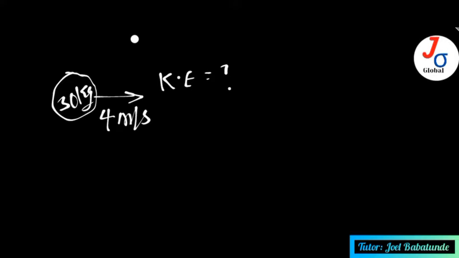As simple as this question is, you can still get it wrong if you don't know the formula of kinetic energy. Now we have looked at that in the previous video, the formula for kinetic energy is half mv squared or mv squared over 2, whatever. Now we can just input these parameters into the formula and we are done.